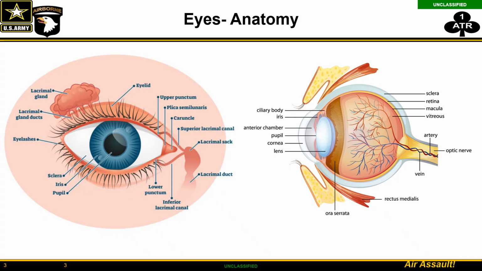This is just basic anatomy of the eye, so that you can describe where an issue is. And then to the right, this is a little more detailed. I wouldn't necessarily expect you to memorize all these things, but this is just if you slice through someone's eye and you're looking at it from the side, this is what it would actually look like.